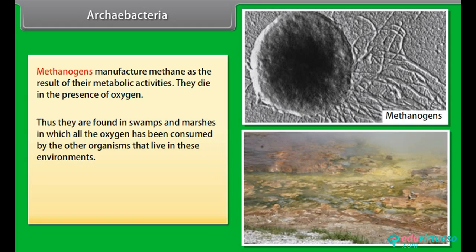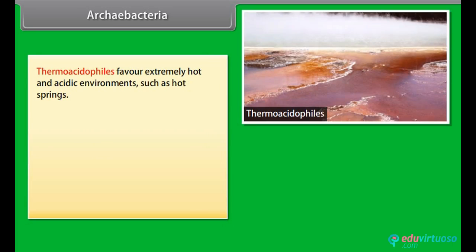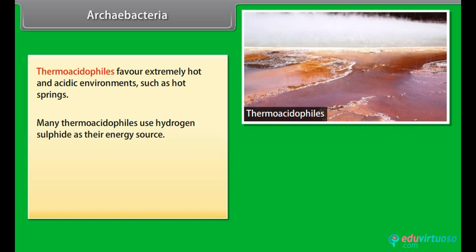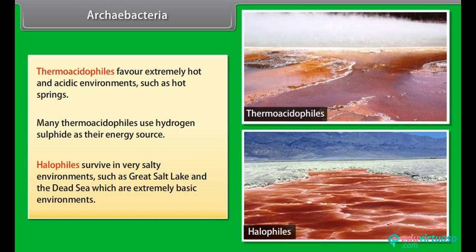Thus, they are found in swamps and marshes in which all the oxygen has been consumed by the other organisms that live in these environments. The methane smell characteristic of swamps and marshes is courtesy of the methanogens. Thermoacidophiles favor extremely hot and acidic environments such as hot springs. Many thermoacidophiles use hydrogen sulfide as their energy source. Halophiles survive in very salty environments such as Great Salt Lake and the Dead Sea, which are extremely basic environments.